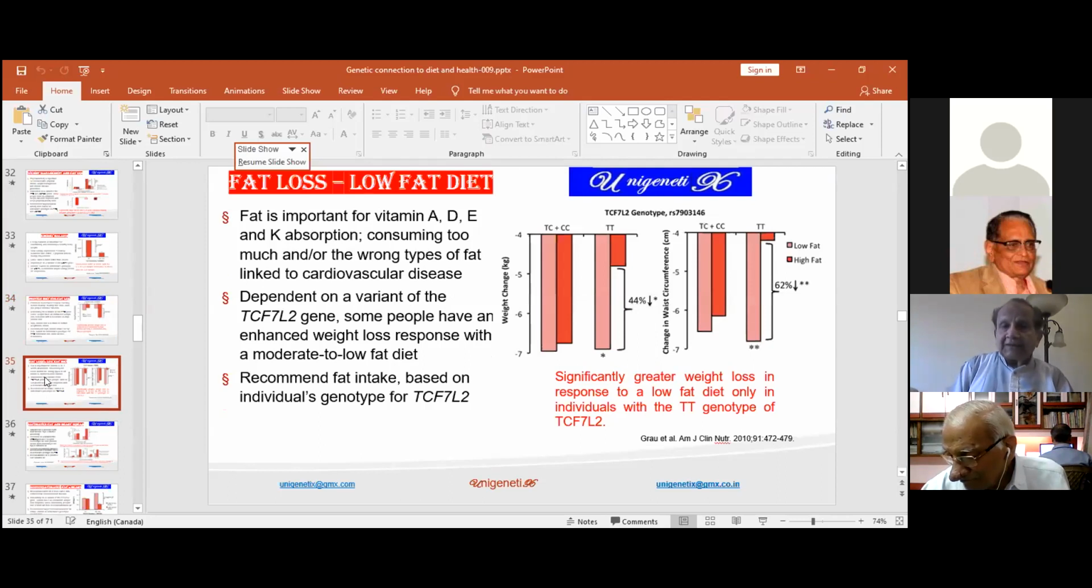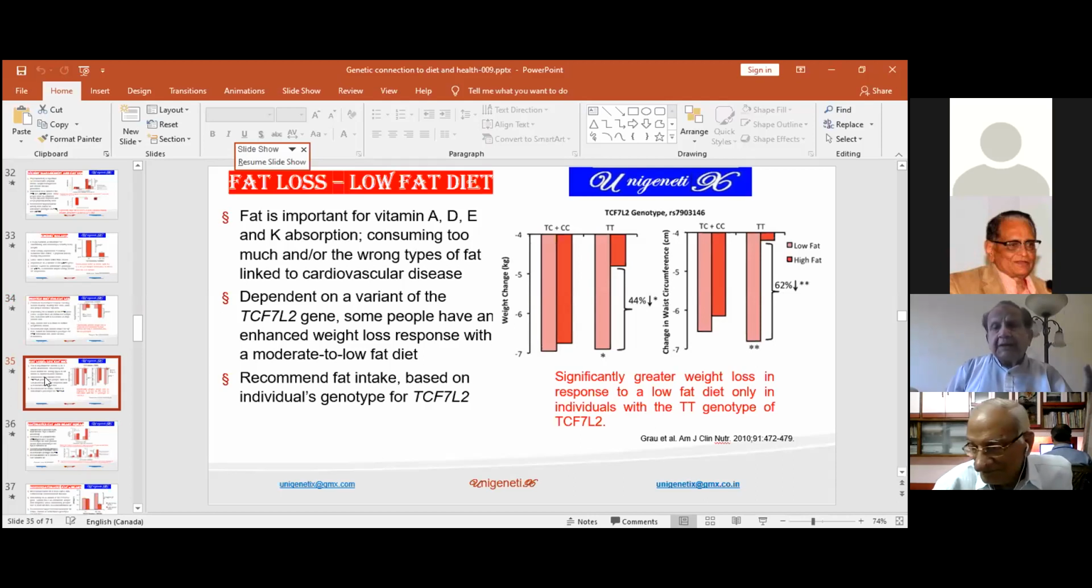Low fat diet. Again, a gene. Some people take a low fat diet and still don't reduce weight, and some people take a low fat diet and do reduce their weight. The graphs there show you which happens when. And based on that, and what I do in my practice, I can't remember all these details.